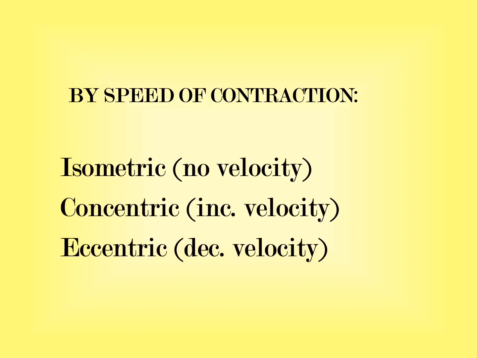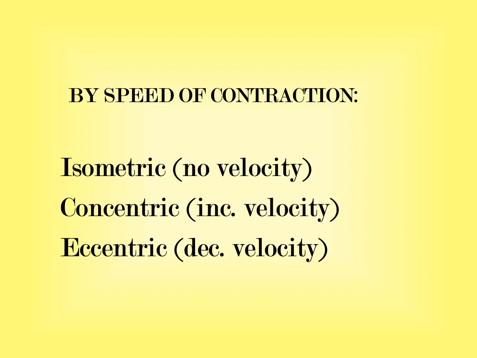We can also discuss this based off of the speed of contraction. And when we're talking about speed of contraction, we're talking about the direction that I want to move. Because remember, velocity is a vector, in which isometric has no velocity to it because there's no change of distance. Concentric has increasing velocity because I'm moving in the direction I want to move. Eccentric has decreasing velocity because I'm moving in the opposite direction that I want to move.